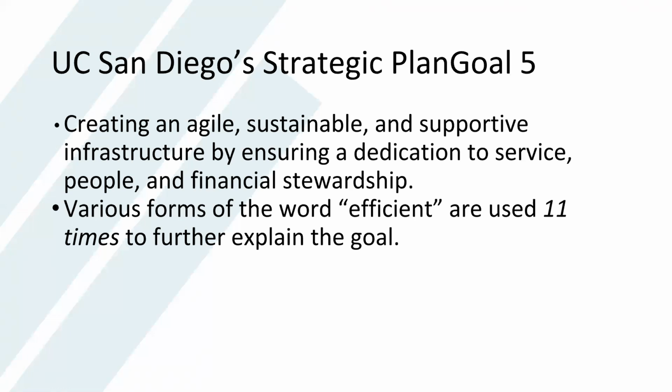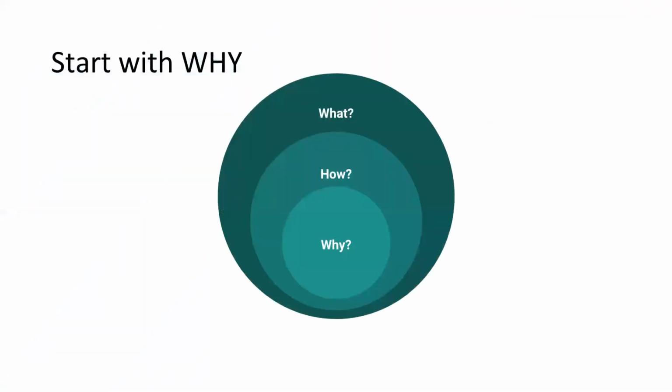And as I was thinking about this speech, I've reflected back on Goal 5, which for us, this is our strategic plan. And it's creating an agile, sustainable, and supportive infrastructure by ensuring dedication to service people and financial stewardship. Through the entire text of the strategic plan, the word efficient is used 11 times. So we're really focused on efficiency. However, I don't think that's why we chose the tools. And that's the realization that made me want to give this talk.